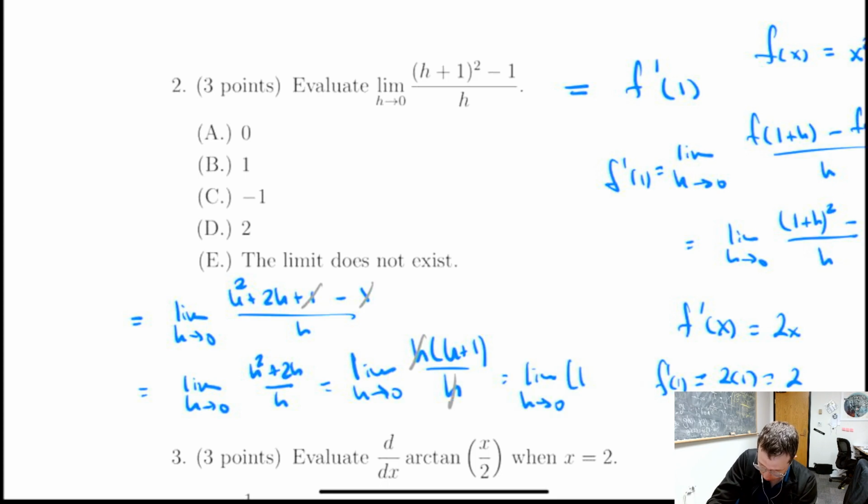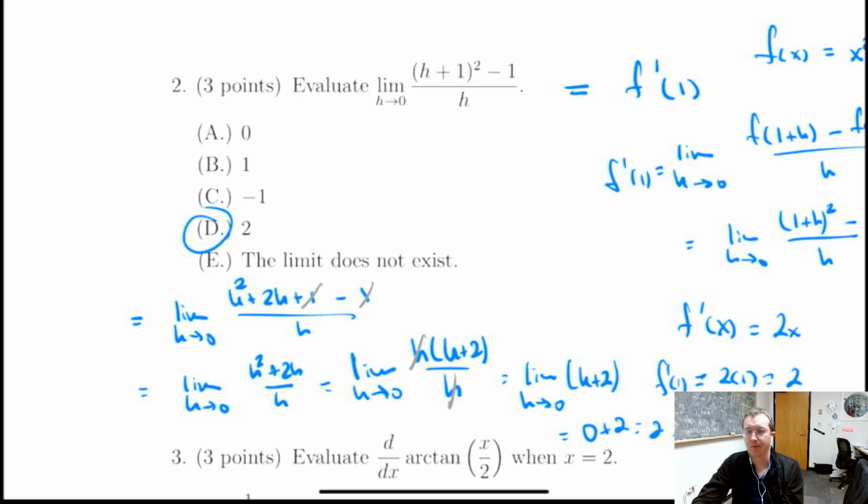Oh, sorry. I'm making a lot of mistakes on this problem. When I factor out an h, I'm left with h plus 2. Now I can do direct substitution, and I get 2, as expected.